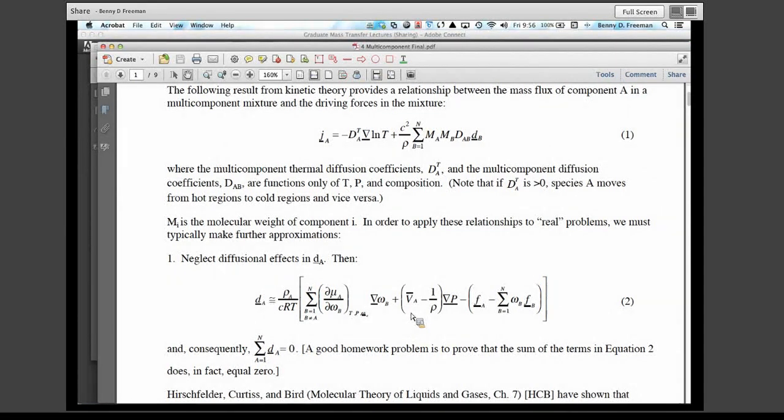V sub A bar here is the partial specific volume of component A, and 1 over rho is the specific volume of the mixture, or 1 over the density of the mixture.